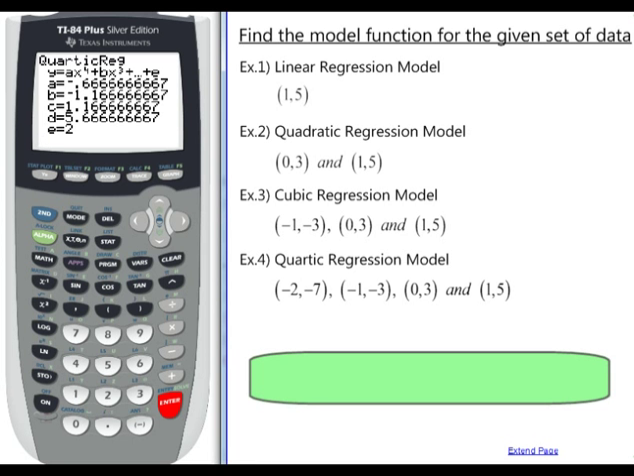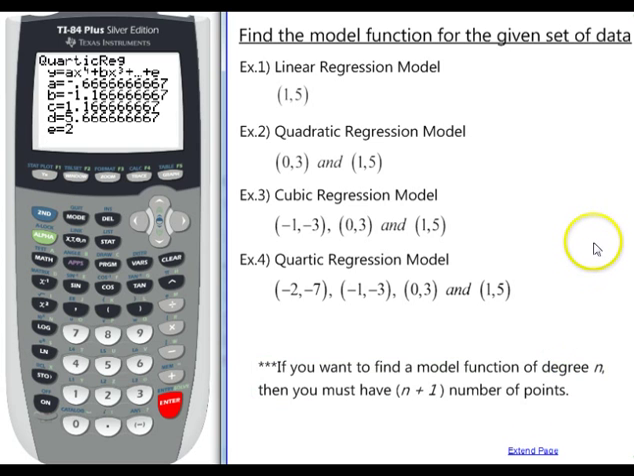So for examples 1, 2, 3, and 4, you should have gotten an error when you tried to find the model function for each set of data. And there's a reason why. It's because if you want to find a model function of degree n, you must have n plus 1 number of points. So for number 1, a linear regression, this is going to be y equals x.